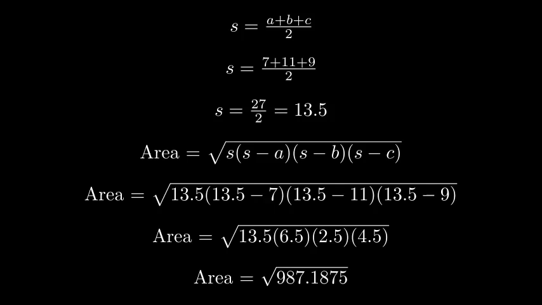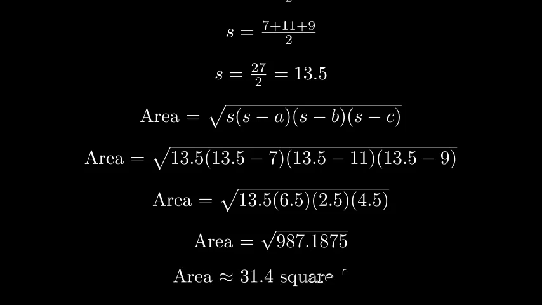Multiplying these four numbers together gives us 987.1875. Finally, we take the square root of that number, which is approximately 31.4. Since the side lengths were in feet, the area is in square feet. The area of the triangle is approximately 31.4 square feet.